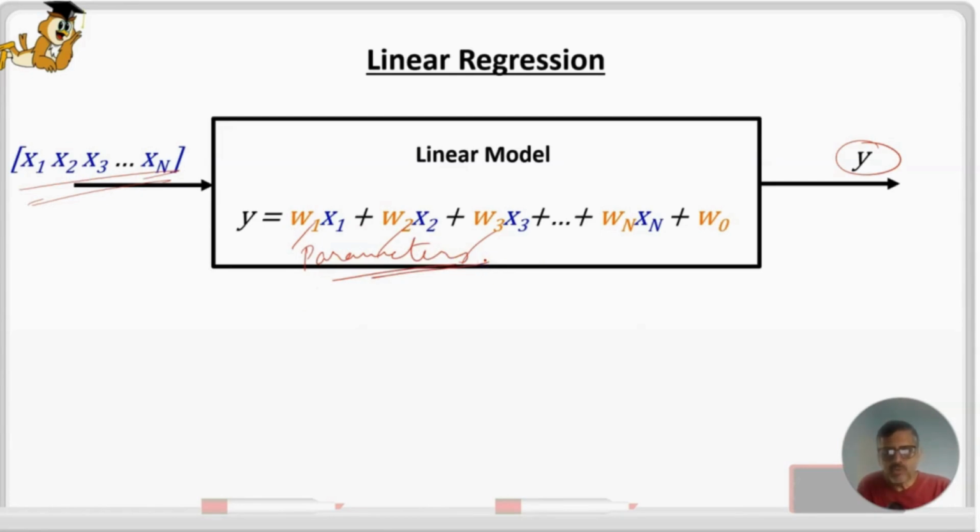Their values are in your control. Those are the values that you control. And there is also the constant w0, which is multiplied with 1. So if you had n independent variables, your model has n plus 1 parameters. Let's keep that in mind: the model has n plus 1 parameters if you have n independent variables.